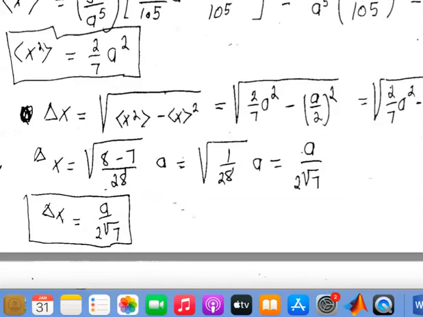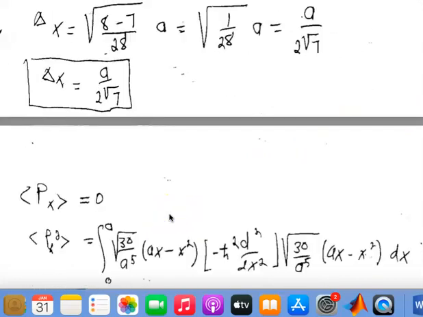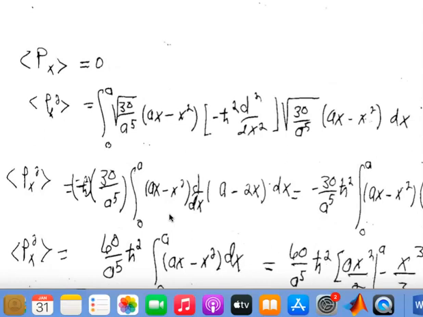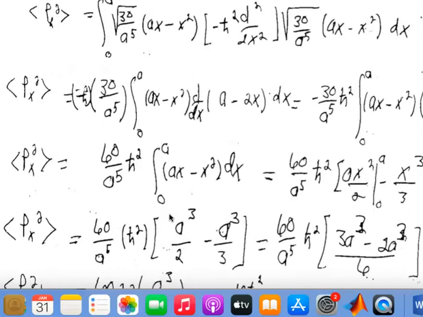And as I said, the uncertainty delta x is the square root of the expectation value of x squared minus the square of the expectation value of x. So I substitute the two values I've gotten, and I get the uncertainty in x there. Now I want you to also calculate the uncertainty in px, and that's going to turn out to be 0. But what I want to really show you now is how to find the expectation value of px squared.